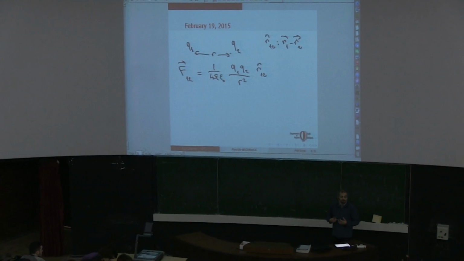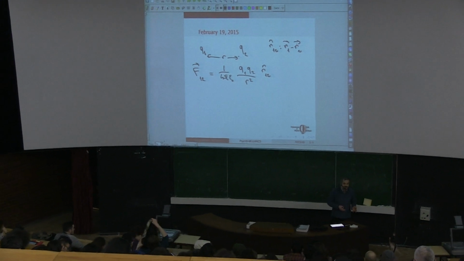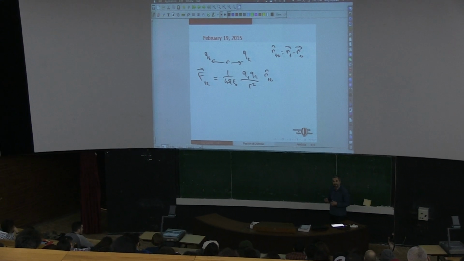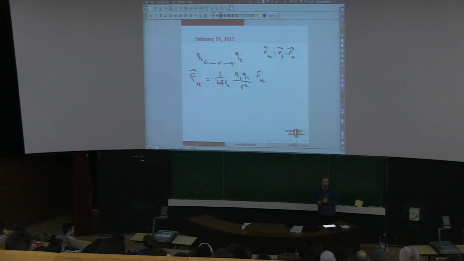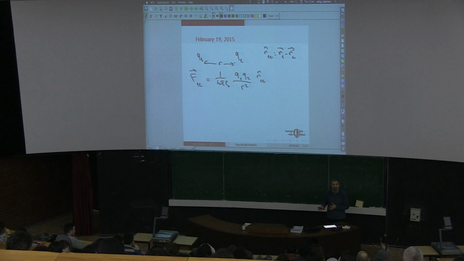And by rubbing two different materials, depending on what we call their electron affinity, their tendency to capture an electron, one object can acquire the electrons from the other one. So this is how we charge an object, by rubbing them on each other.